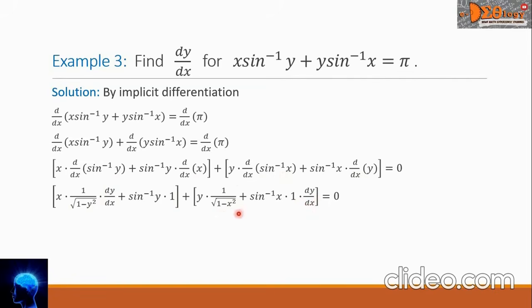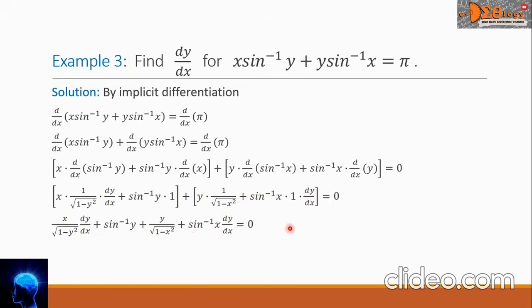Now let us simplify this line into like this. This expression here becomes like this. This expression is now simplified into this. This expression is simplified into like this, and also this one here becomes like this.